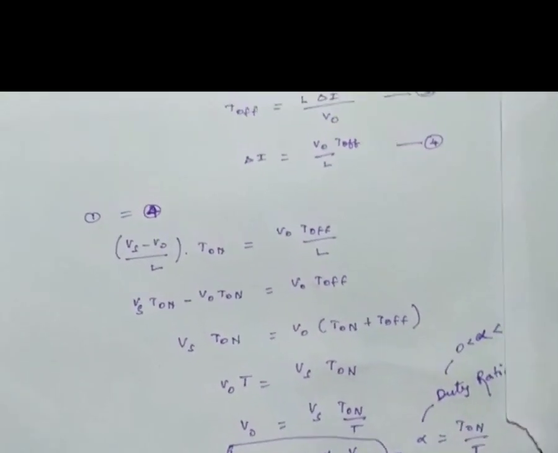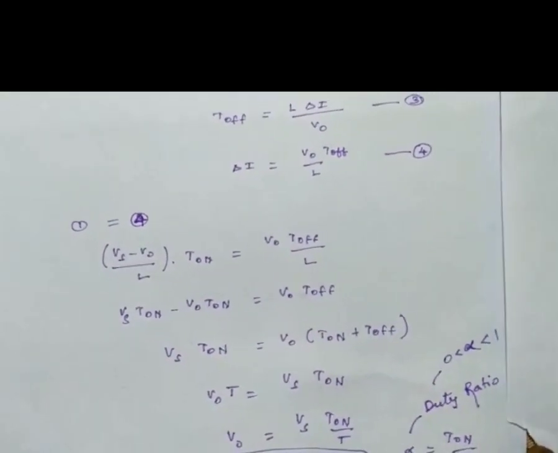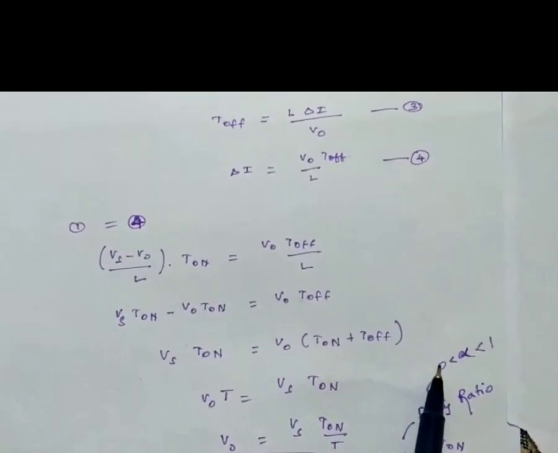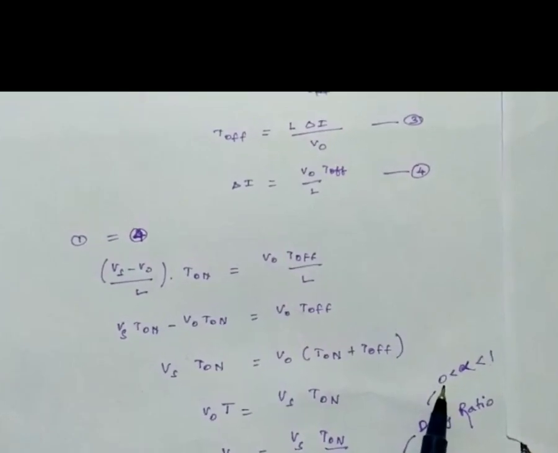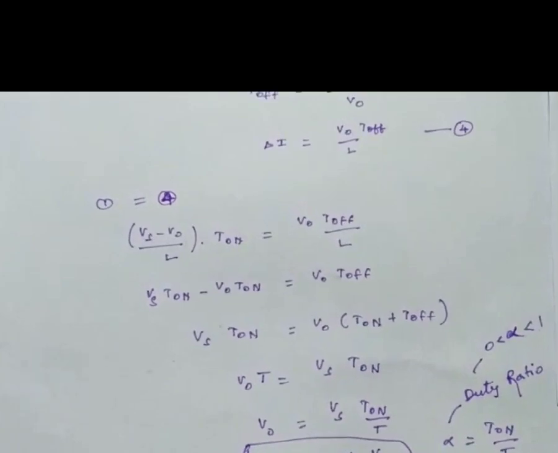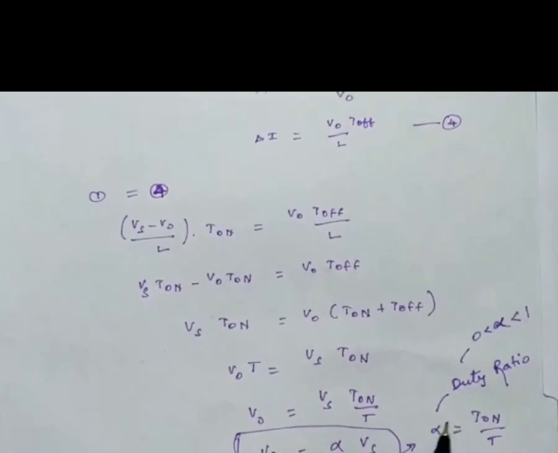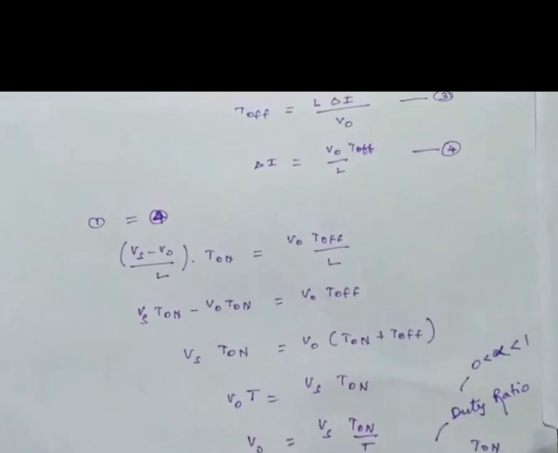This duty ratio value is always greater than 0 but less than 1. It should not be 0 and it should not be 1. So for the buck converter, the output voltage formula is alpha into Vs. That's all.